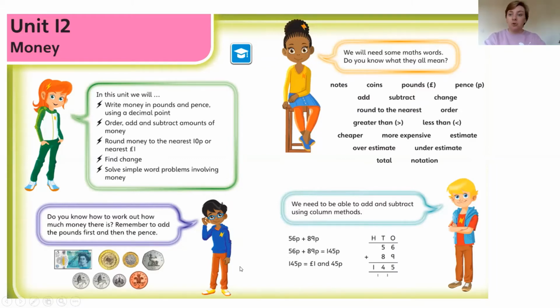We will be finding change and we will be solving simple word problems involving money. Now these are just a quick recap of what you will have done before with money, so we can move on from there. So, do you know how to work out how much money there is? Remember, we add the pounds first and then the pence.